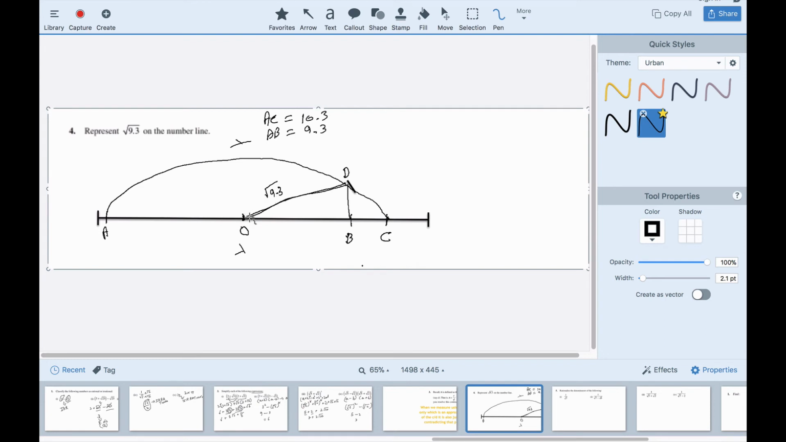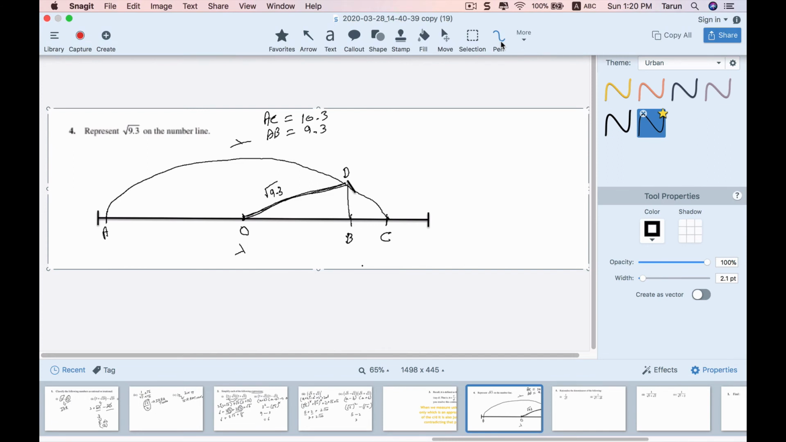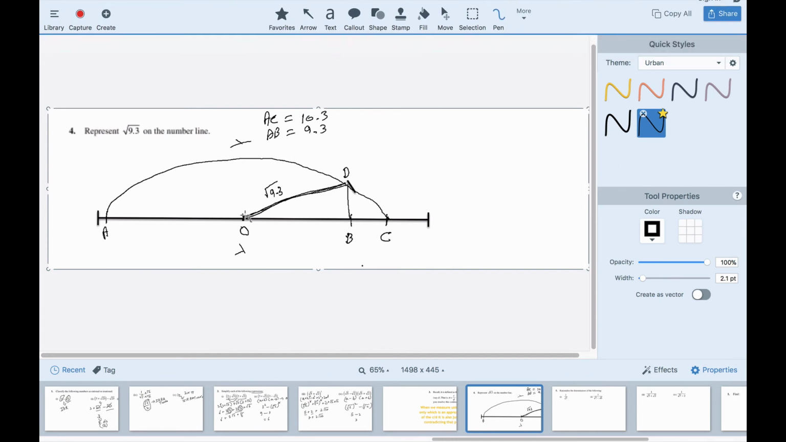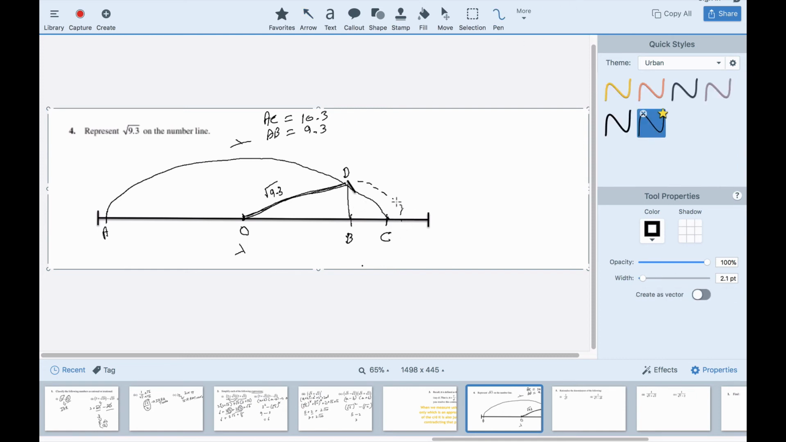Now, if I start from O, taking this measurement, and I draw an arc from O, it will intersect somewhere around here, and I can mark this point as E, and the OE will also represent root 9.3 on the number line.